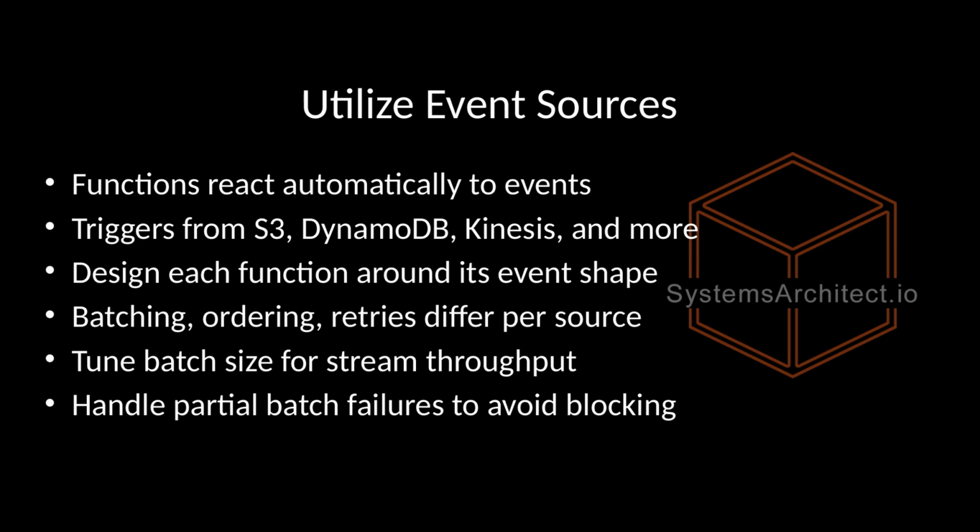9. Utilize event sources. Lambda's real power shows when functions react automatically to events. A new file in S3, a change in a DynamoDB table, or a record on a Kinesis stream can each trigger a function with no polling on your part. Pay attention to how each source handles batching, ordering, and retries, since those differ per service. Handling partial batch failures correctly keeps one bad record from blocking an entire stream.